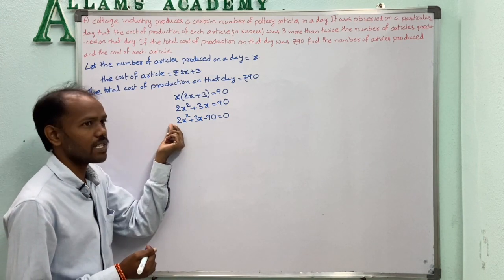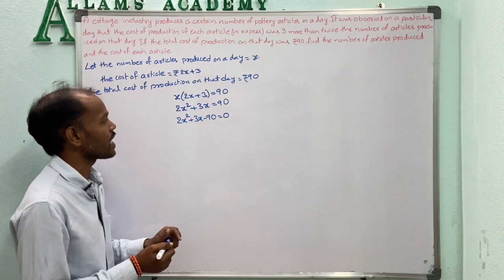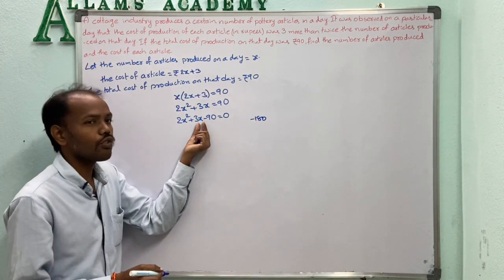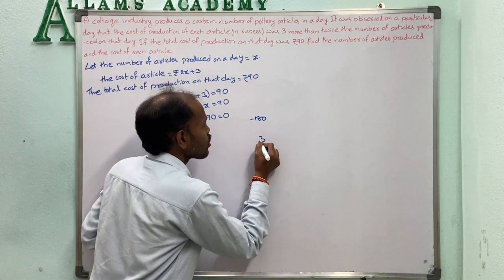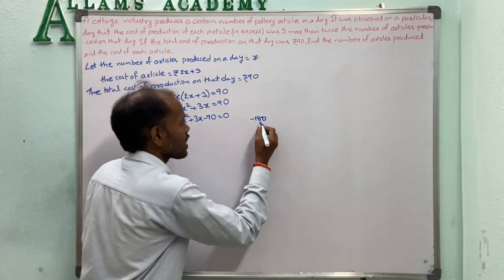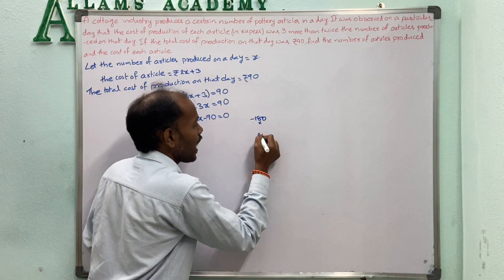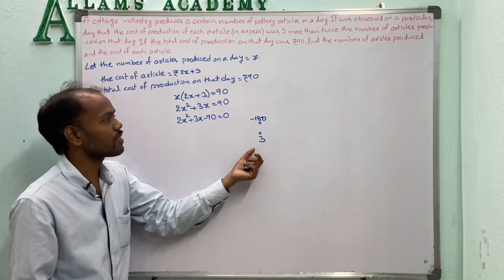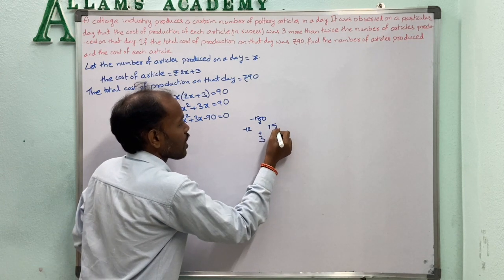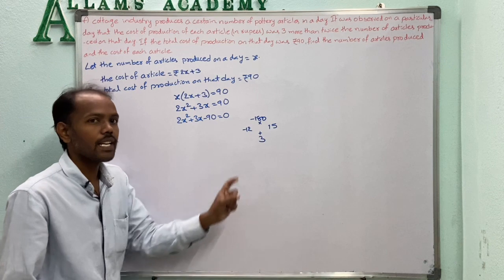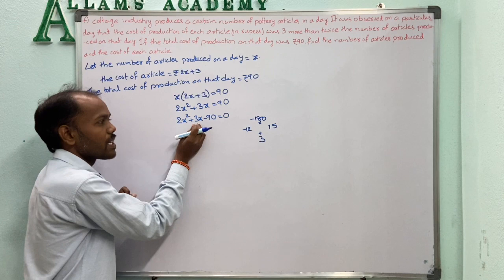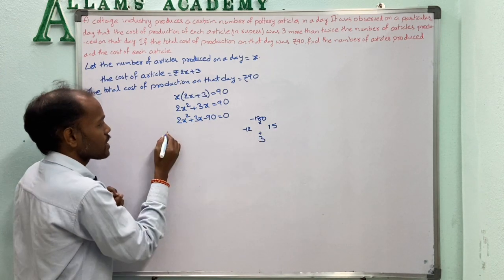Now here x square coefficient is 2 and the constant term is minus 90. So 2 into minus 90 is nothing but minus 180. And here x coefficient is 3. So by product we want to get minus 180, by addition we want to get plus 3. Which two numbers have product minus 180 and addition 3? They are minus 12 and 15. So minus 12 into 15 equal to minus 180, minus 12 plus 15 equal to plus 3. Okay, so now in the place of 3x, we are writing minus 12x plus 15x.